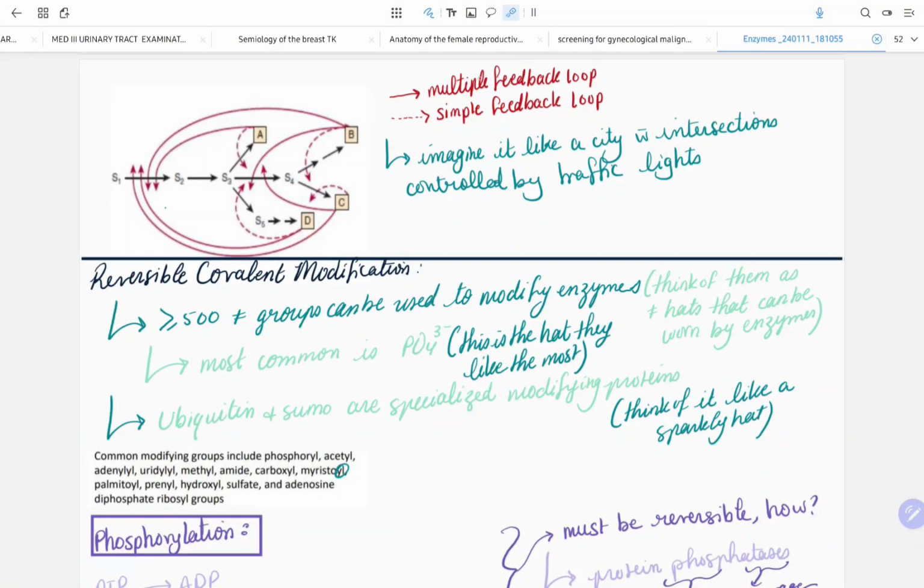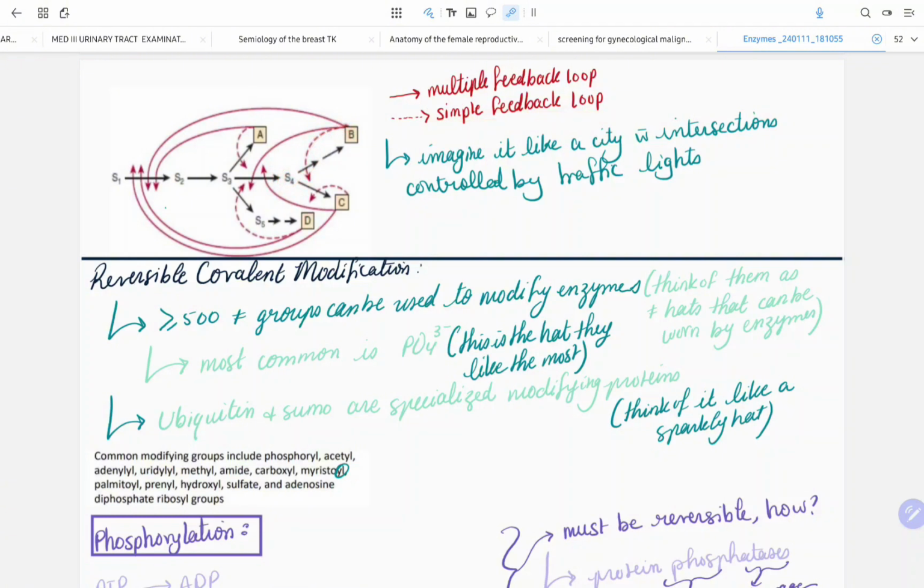So explaining the multiple feedback loop and the simple feedback loop. These are the enzymes S1, S2, S3, S4, and these are the products of these enzymes. Okay, so what is the multiple feedback loop? Let's say product B. The multiple feedback loop is the inhibition of the enzymes that were not exactly prior to B, but early. So it's this one and this one. So it inhibits the earlier enzymes through the multiple feedback, which is the red line, and through the simple feedback loop, it inhibits the enzyme just prior to it, which is S4 in this case.